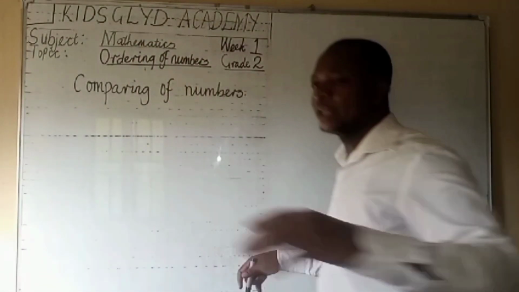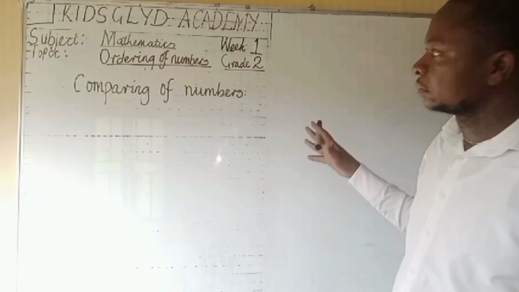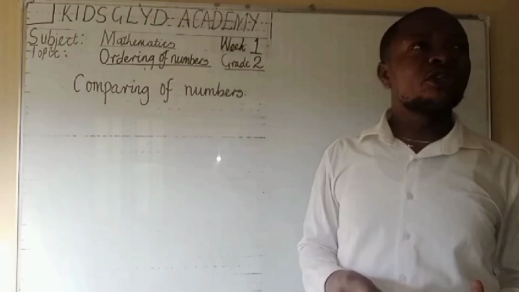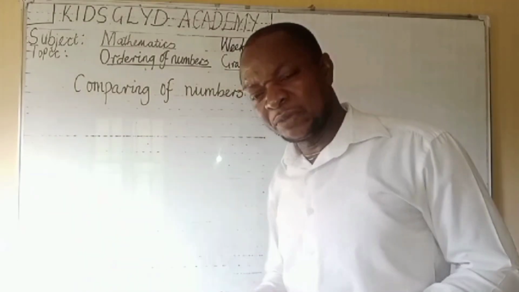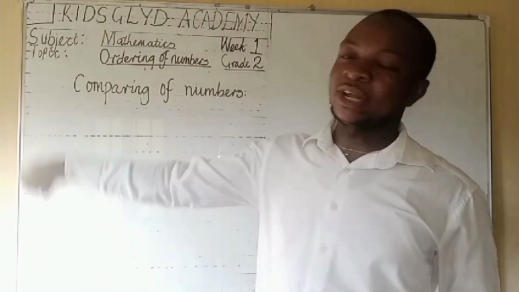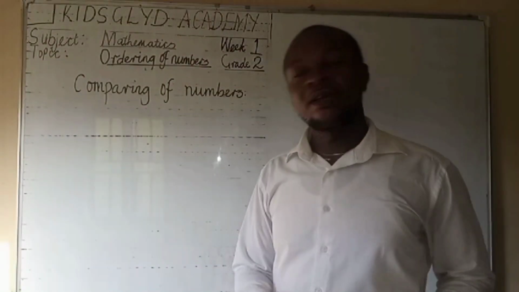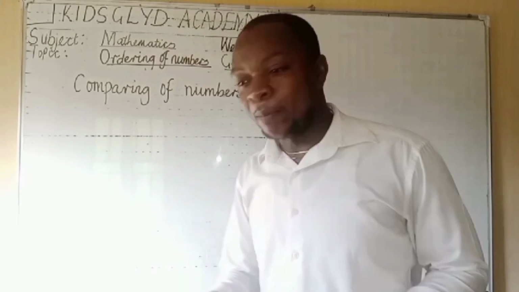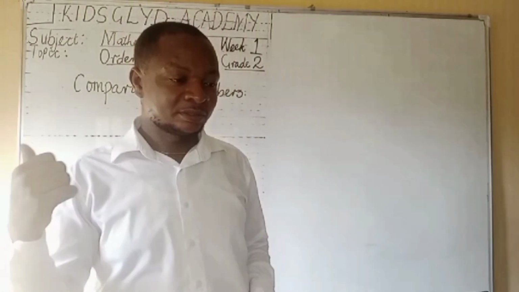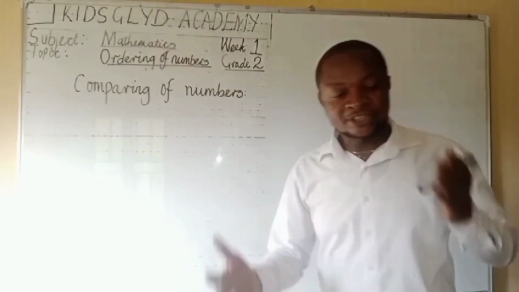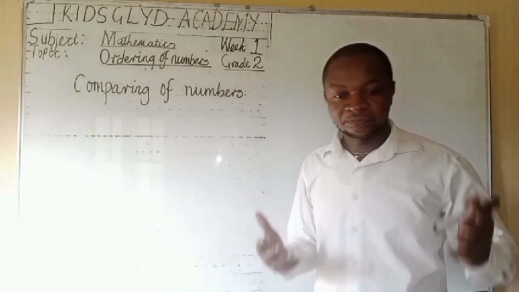Now, today we'll be looking at ordering of numbers. When I mentioned the word ordering, some people were asking me, why would you want to order numbers? Who are you to give numbers order? I said, no. Ordering numbers doesn't mean I'm commanding the numbers to get out from here. That is not what it means. Ordering numbers means comparison, to compare.